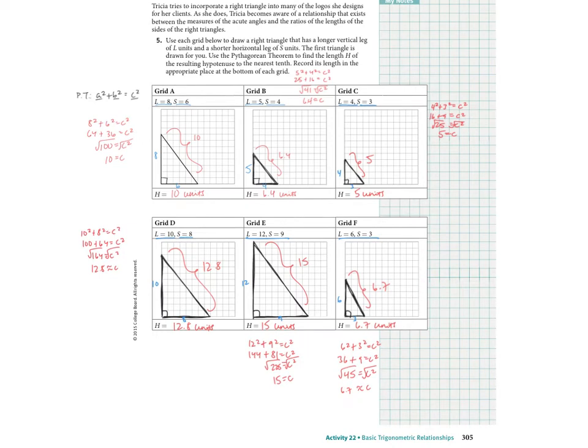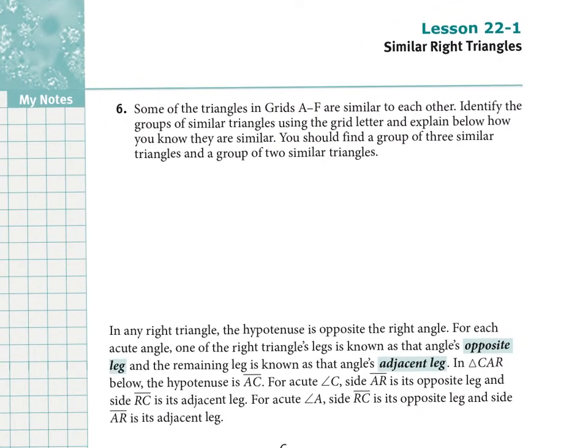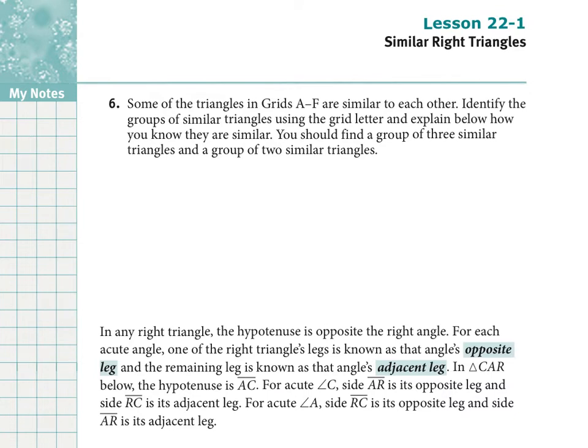Well, here's what we're going to do. We're going to look at question number 6 on the next page, and it's going to start to connect these ideas together. So number 6 on the next page says some of the triangles in grids A through F are similar to each other. Interesting, huh? So we're going to identify the groups of similar triangles using the grid letter and explain how we know that they're similar. And what we should find is a group of 3 similar triangles and a group of 2 similar triangles.